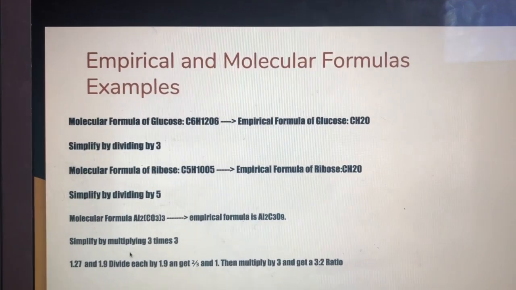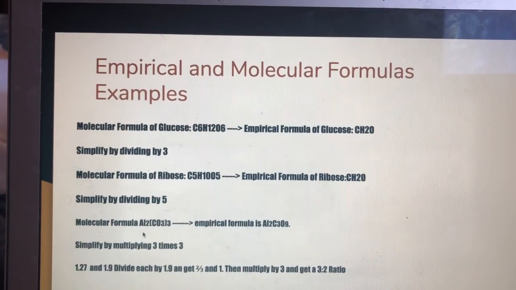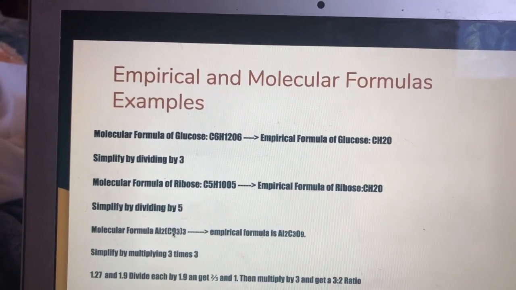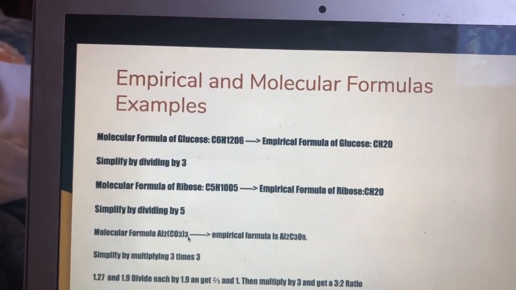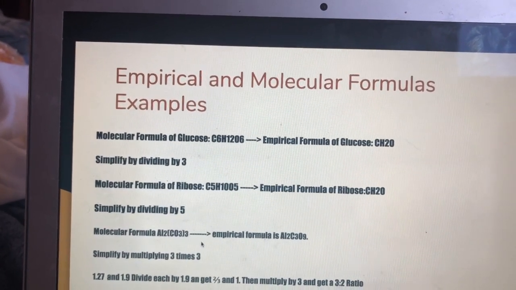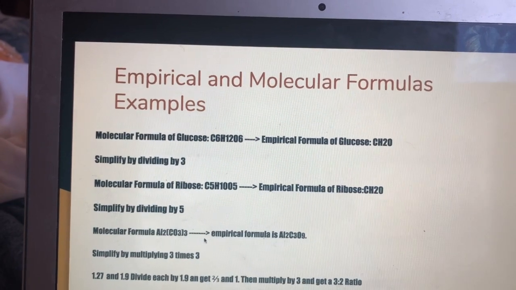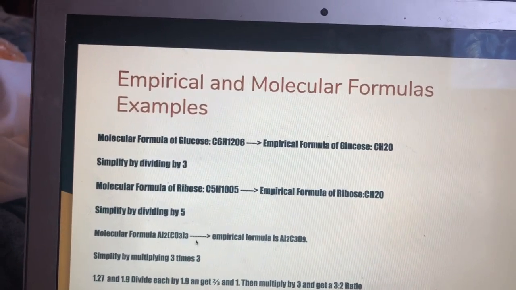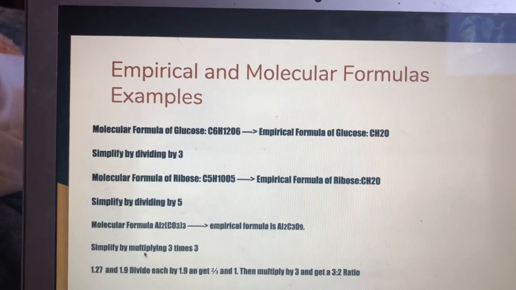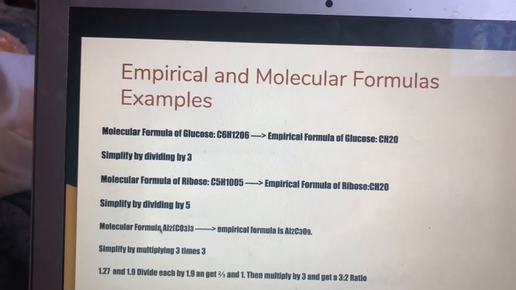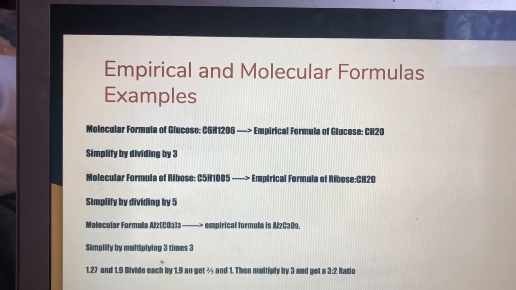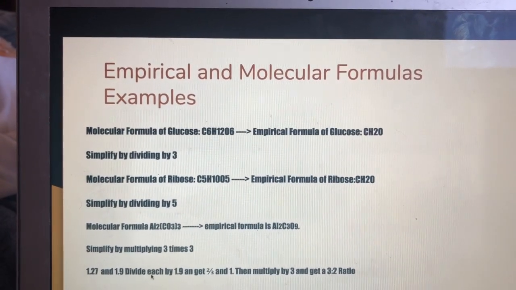And then this one is a polyatomic. So you have 2 aluminum, and then 3 carbon, and then on the outside there's another 3. So you can just multiply this, and then you'll get that. So that's a polyatomic one, but it's pretty rare. And then, so you multiply 3 times 3.